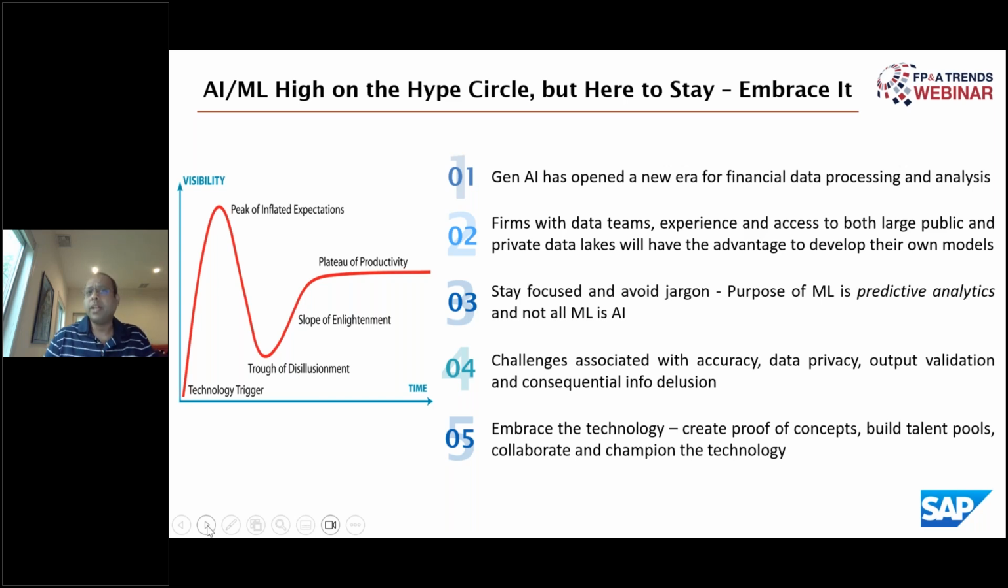One point that I want everybody to be very careful about, that we need to segregate the real thing from the jargon. From an FP&A perspective, the purpose of all these tools is predictive analytics. And we do not have to confuse things in terms of everything is AI or AI is good everywhere. We just have to stay very focused that we need to develop actionable predictive analytics.